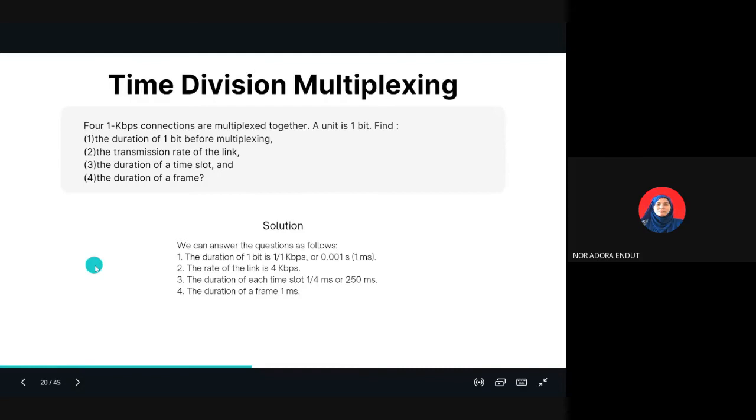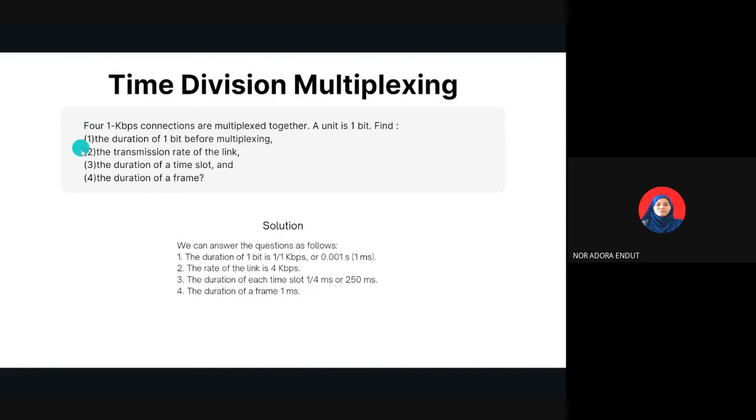Okay, so an example dari segi rates kita dah tengok bit rate. So let's look at an example. For 1 kilobits per second connections are multiplexed together. So ada 4 station, setiap satu data rate dia ataupun bit rate dia adalah 1 kilobits per second. Okay, so a unit is 1 bit. Maksudnya kita hantar 1 bit setiap kali hantar. Okay, so what can we conclude? Okay, so macam mana kita nak conclude pasal sistem multiplexing macam ni? Okay, sebab dia kata a unit is 1 bit.